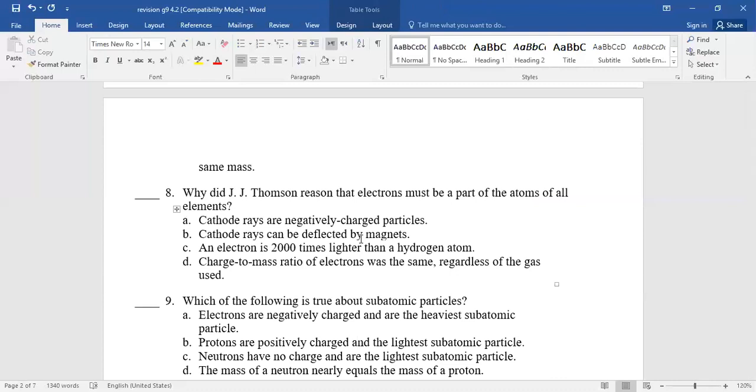Number 8, why did J.J. Thomson reason that electrons must be a part of atoms of all elements? Cathode rays are negatively charged particles. Cathode rays can be deflected by a magnet, or an electron is 2,000 times lighter than the hydrogen atom. Number D, the charge to mass ratio of electrons was the same regardless of the gas used. And the answer for number 8 would be D, because it didn't depend on the gas, so it's in all gases and in all elements, so that will be number D.